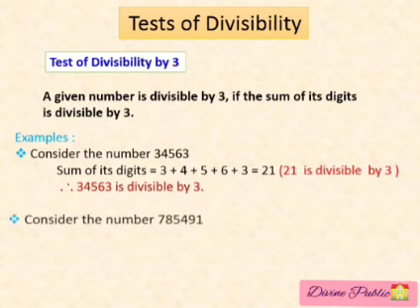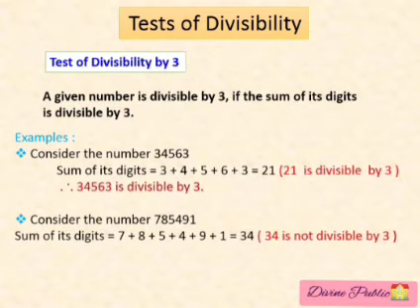Now, consider the number 7,85,491. Sum of its digits is 7 plus 8 plus 5 plus 4 plus 9 plus 1, that is 34, and it is not divisible by 3. Therefore, 7,85,491 is not divisible by 3.